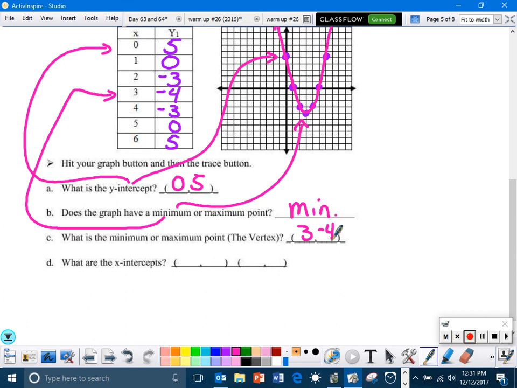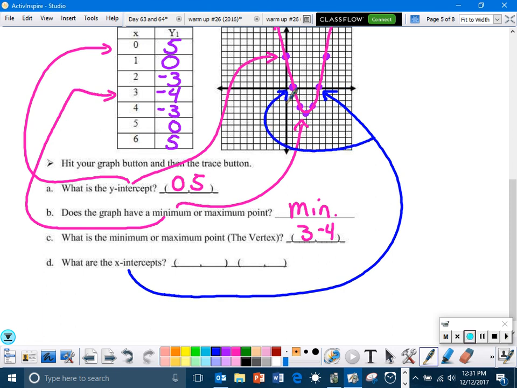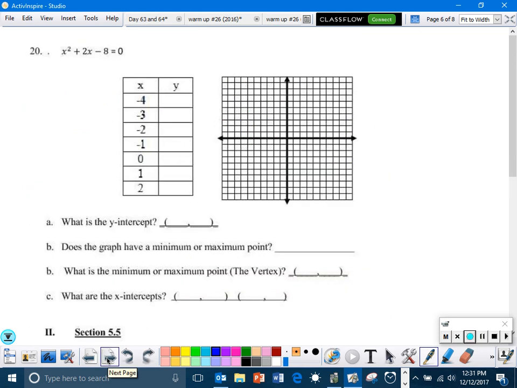Okay, what are the x-intercepts? Okay, well, the x-intercepts are here and here. And you can see right here and here in the table. So the x-intercepts are 1, 0 and 5, 0. All right, let's go to the next one.